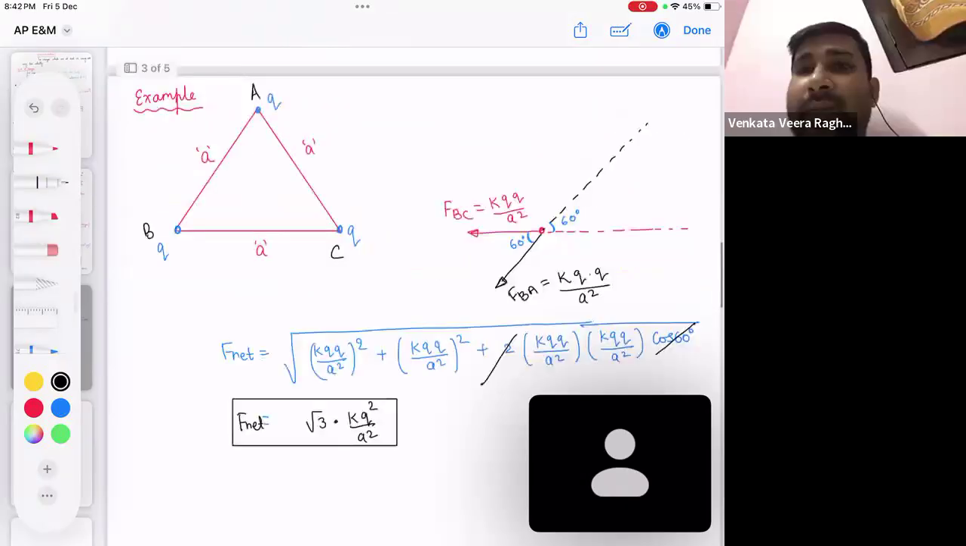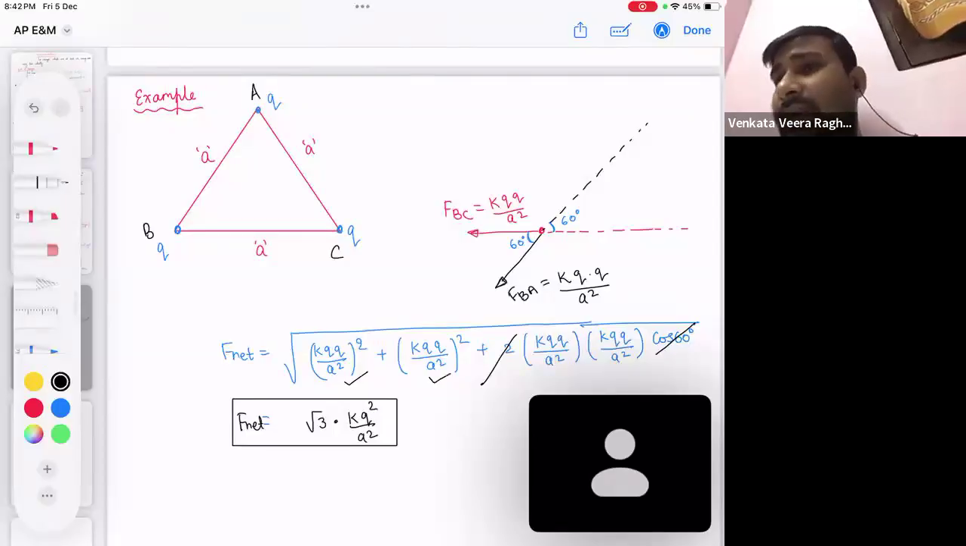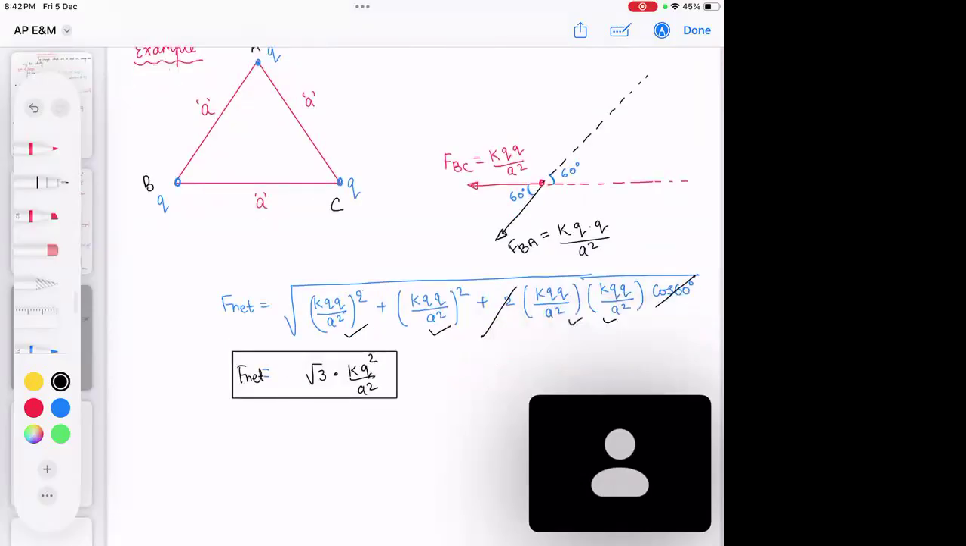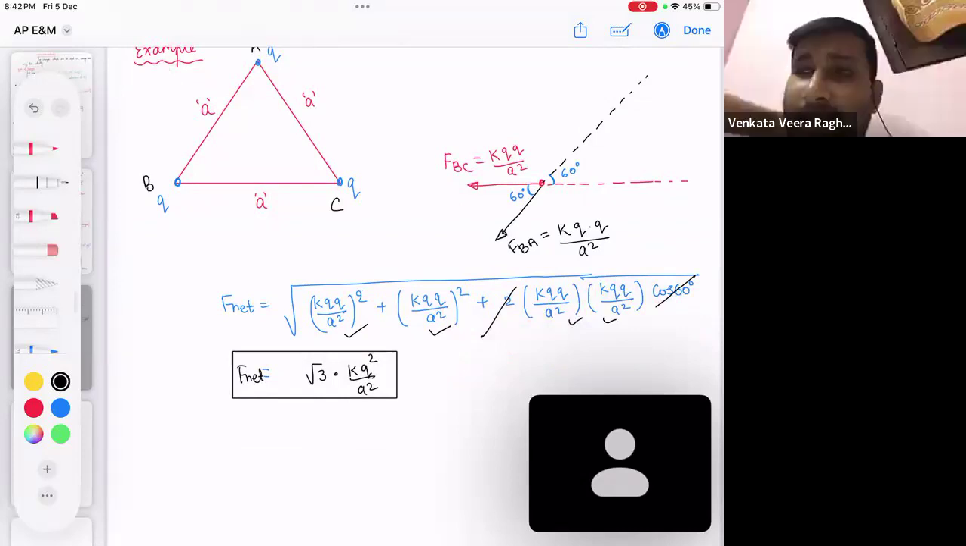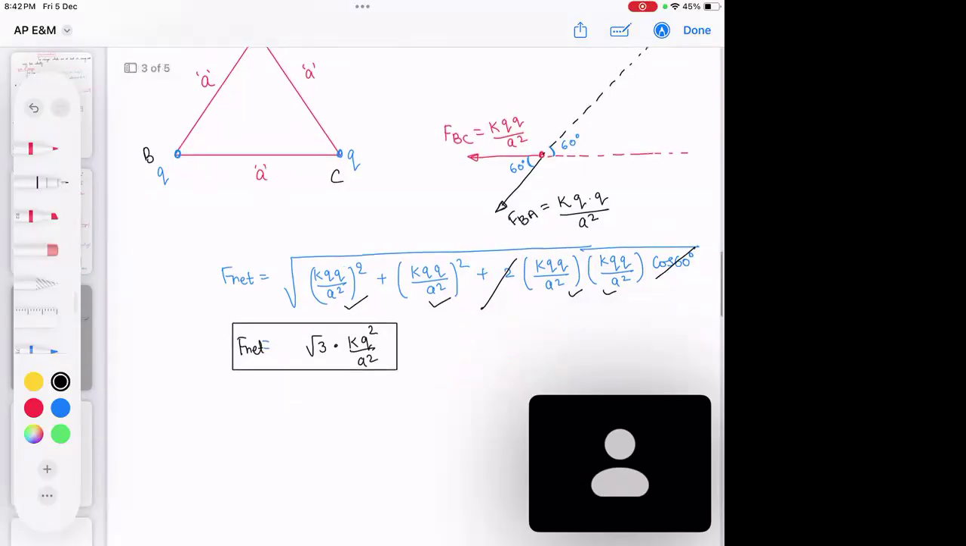The same will come now in the question. Understood? It's the same thing written. This is the same, this is also the same, right? So can I write it as root 3 times k q square by a square, common, 1 plus 1 plus 1? So root 3 times kq square by a square is the net force acting on the charged particle. Is that clear? Yes, sir.